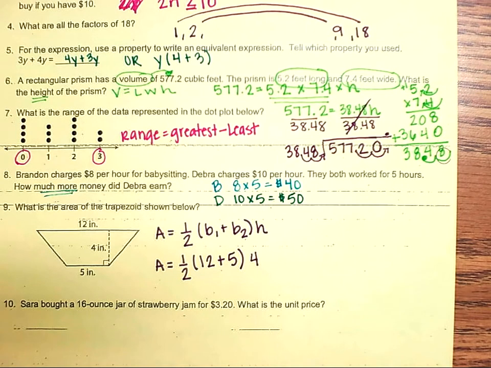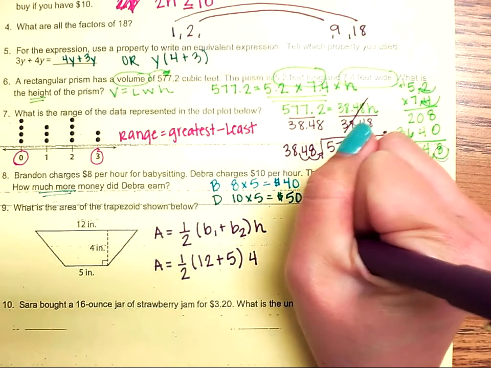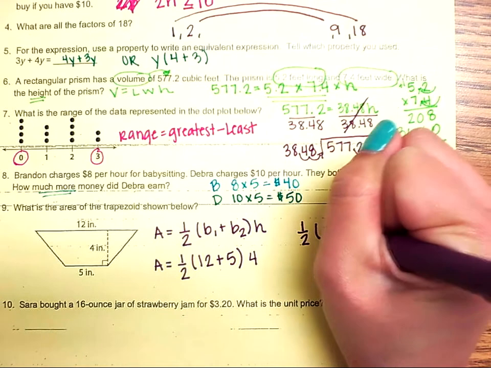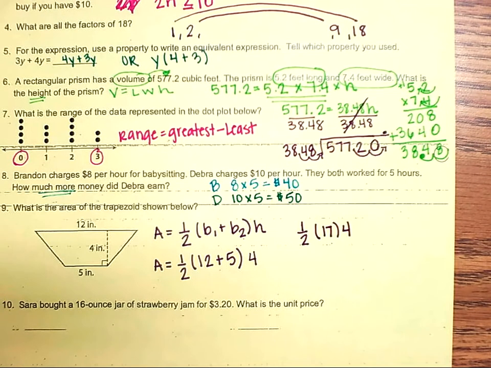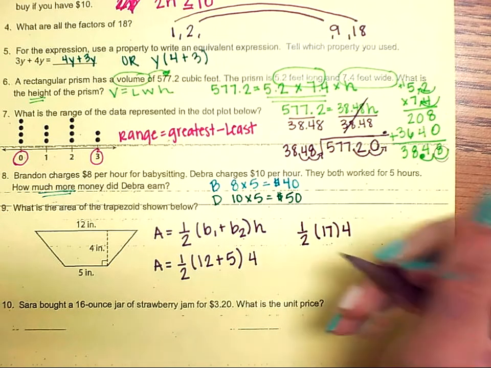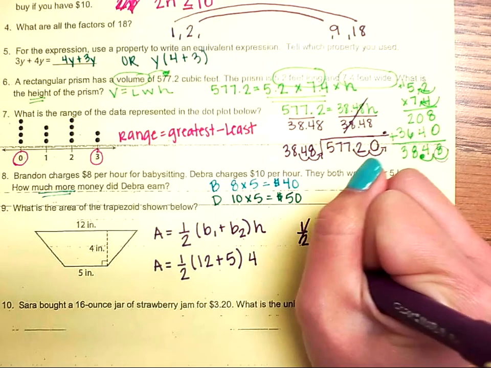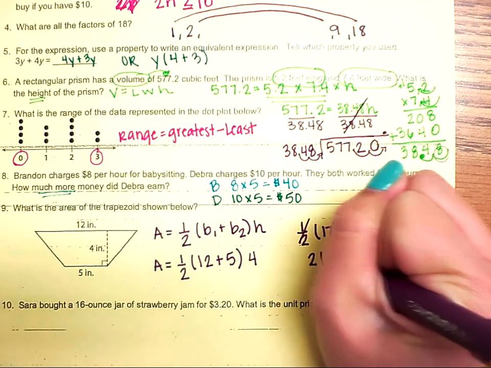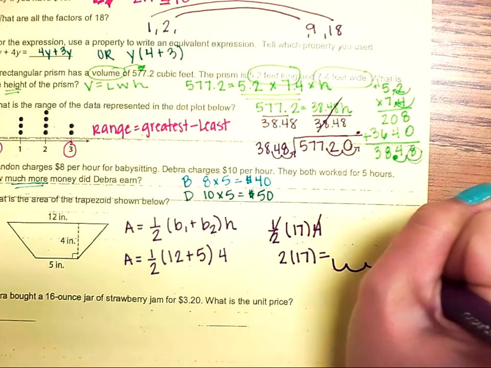Again, we have to condense it down, so we're going to start off with our parentheses, because we always start off with our parentheses. So now I have 1/2 in parentheses 17 times 4. Okay? I can take half of 4 and get 2. So now I have 2 times 17. Multiply that out and you'll get your answer.